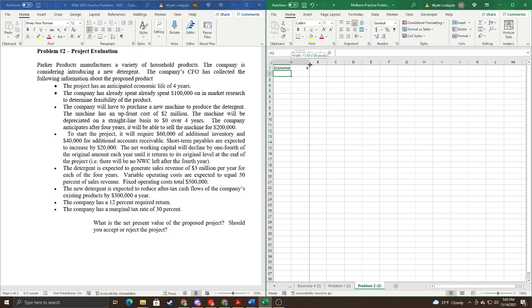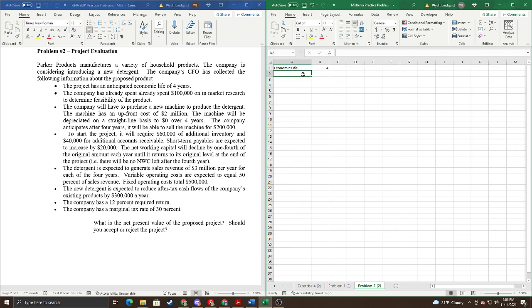Then the company has already spent $100,000 on market research to determine the feasibility of the product. This is worthless information because it's already been spent. It's a sunk cost. We don't care.